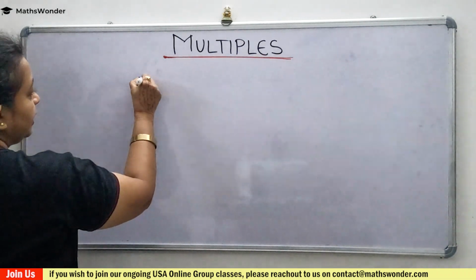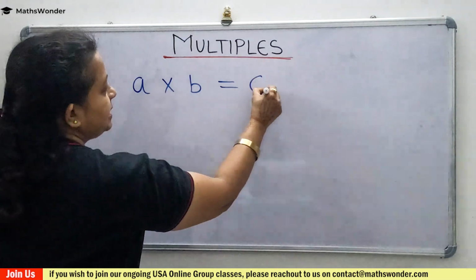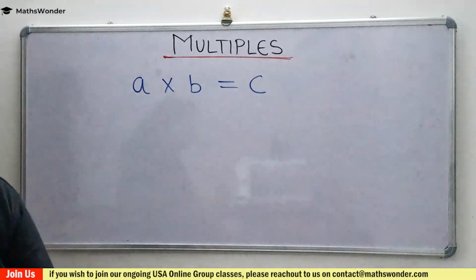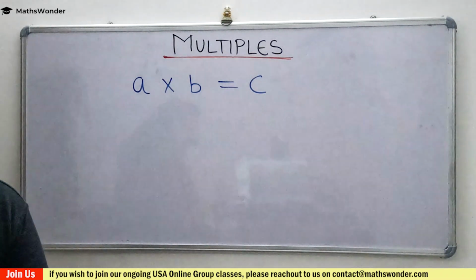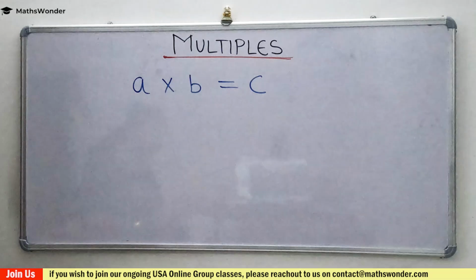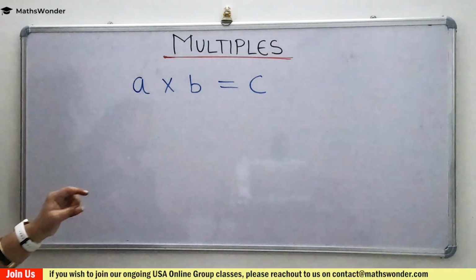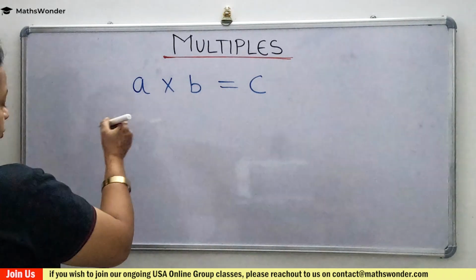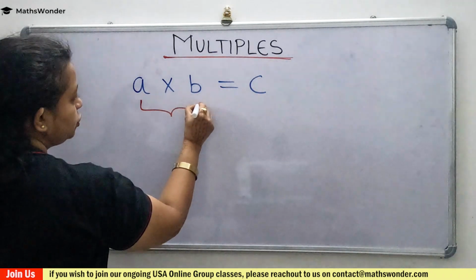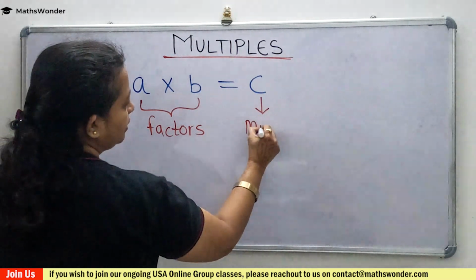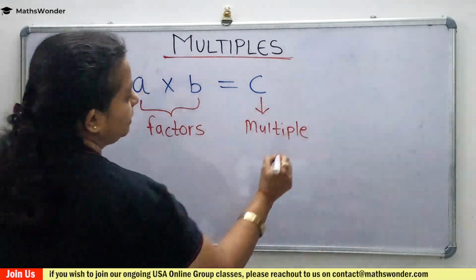Suppose A times B is C. If you multiply any two numbers, suppose this is 2 and this is 3, then when two or more numbers are multiplied, the product is called a multiple of each of the numbers being multiplied. For example, these two are the factors and this C we call a multiple.